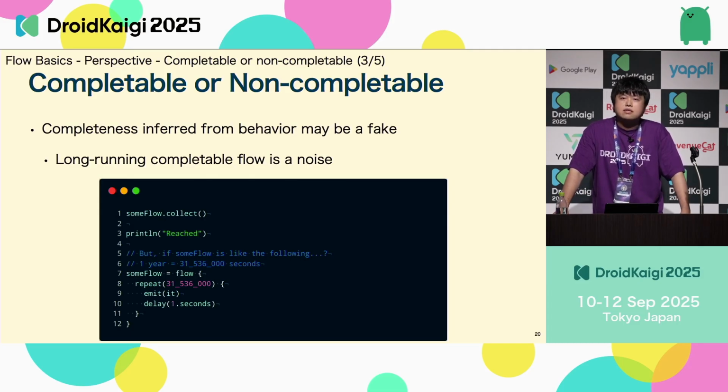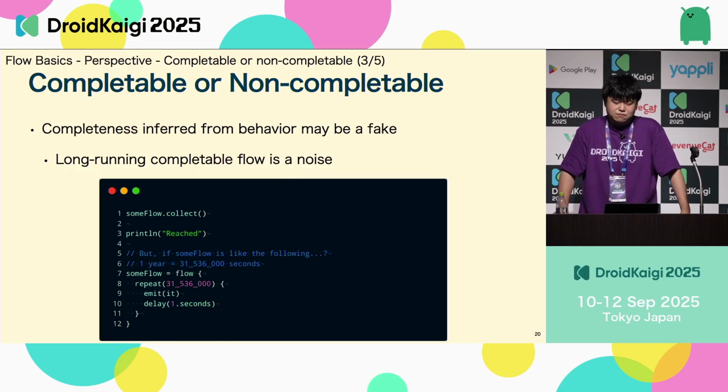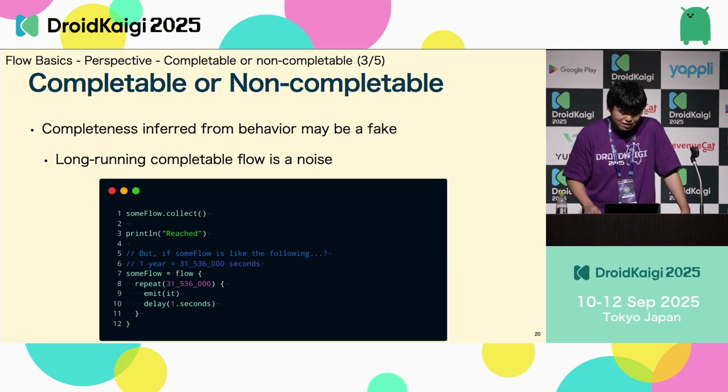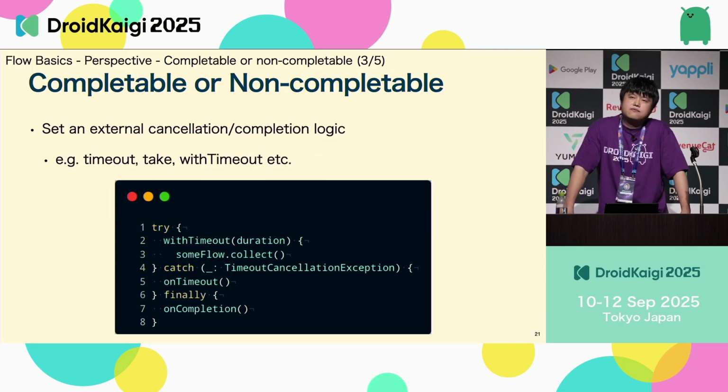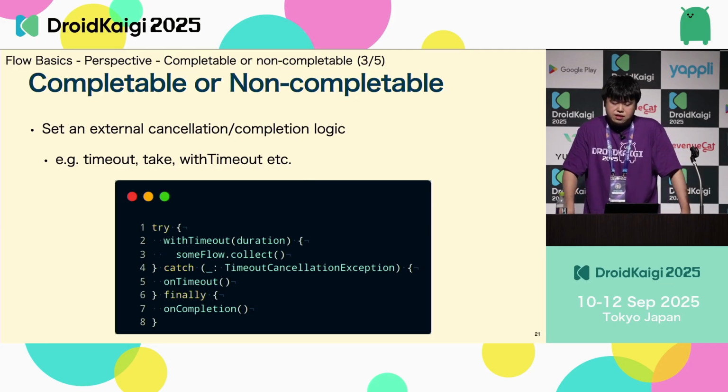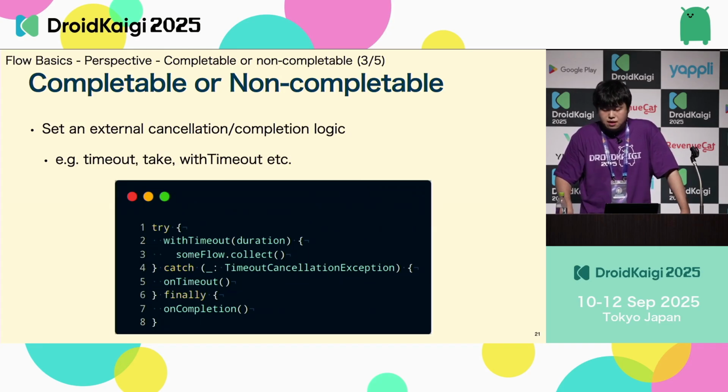This code is an extreme example, but it's hard to know if a flow will need time to complete. The sample needs 1 year to complete in real time. Instead, let's rely on the fact that all flows are cancelable. Several built-in APIs like timeout can conditionally cancel to terminate the flow. Then it will be turned into the completable.